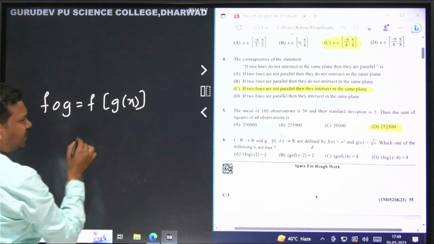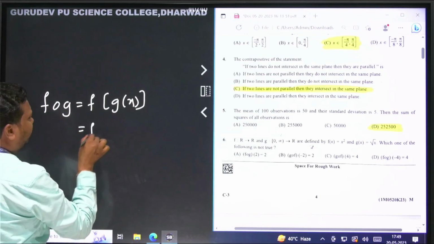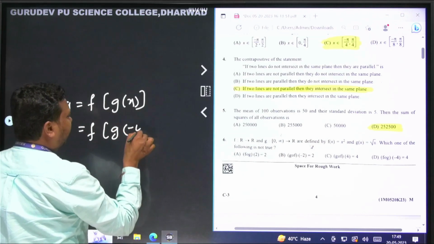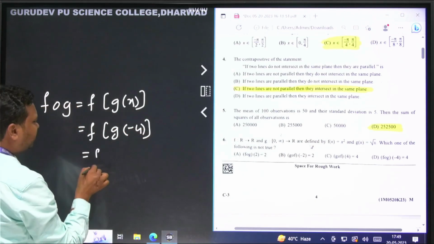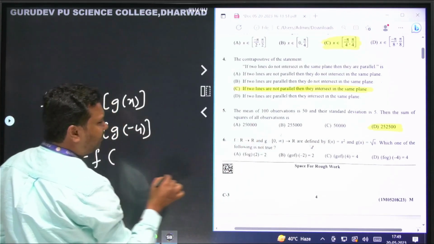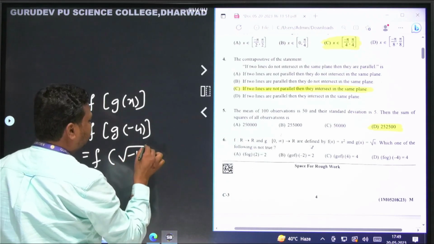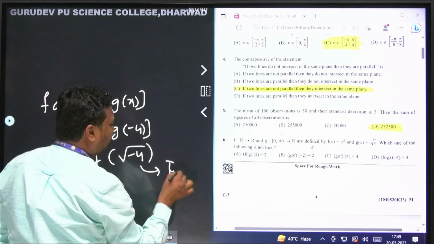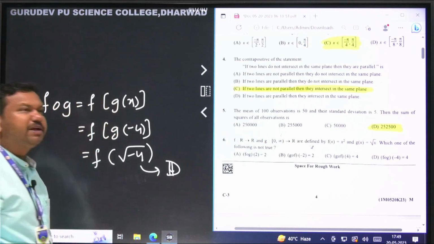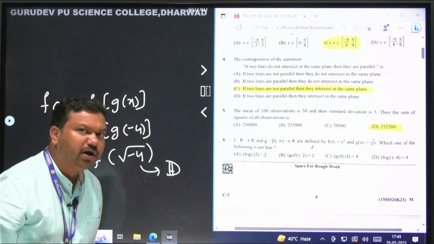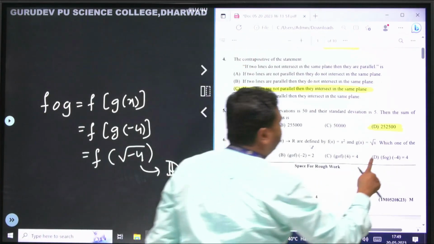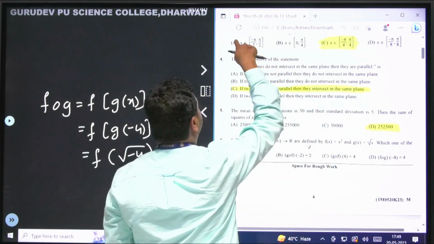Please notice, my dear students. Then f of g of x is in option D. He has given that -4. See what happens if I choose g of -4. G of -4 will be square root of -4. Don't you think it belongs to complex numbers, right? It is not a real number. Hence, option D is the right answer in this case.